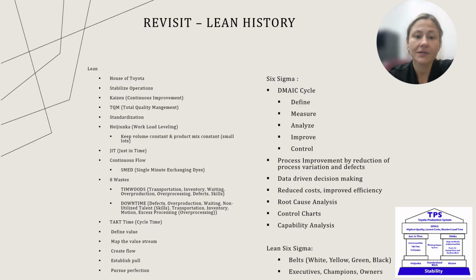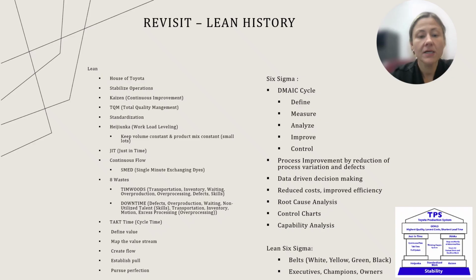If we focus a little bit more on the House of Toyota, you'll see down here in the bottom right corner the pillars that we have, where you'll see a focus on stabilizing operations, Kaizen, which is continuous improvement, just-in-time efforts, along with Heijunka, which is workload leveling, which is basically keeping volume constant and product mix in smaller lots, so to speak.